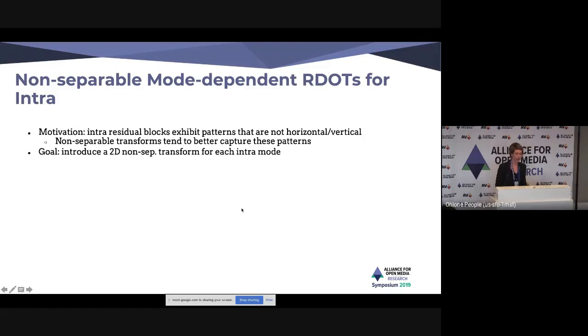And the last thing that we're adding for intra transforms are non-separable mode dependent transforms. The motivation here is that the intra residual typically doesn't exhibit a pattern that is strictly horizontal or vertical. So non-separable transforms can better capture these patterns. And we're looking to implement 1 2D non-separable transform per mode. So these ones are also mode dependent.